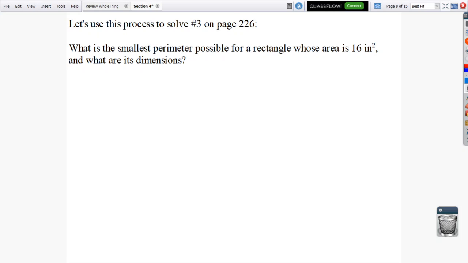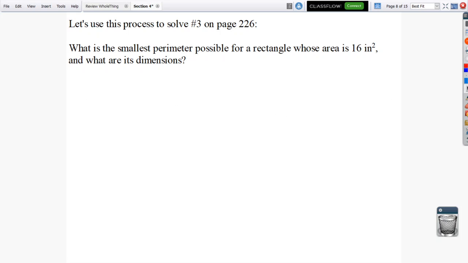All right, so you guys can actually see that this is problem number 3 on page 226 in your book. And we want to find the smallest perimeter possible for a rectangle whose area is 16 square inches. And what are those dimensions? So a couple things that I have here.